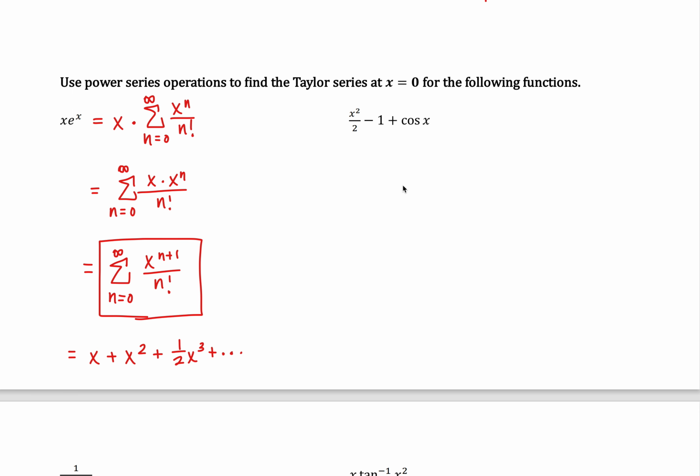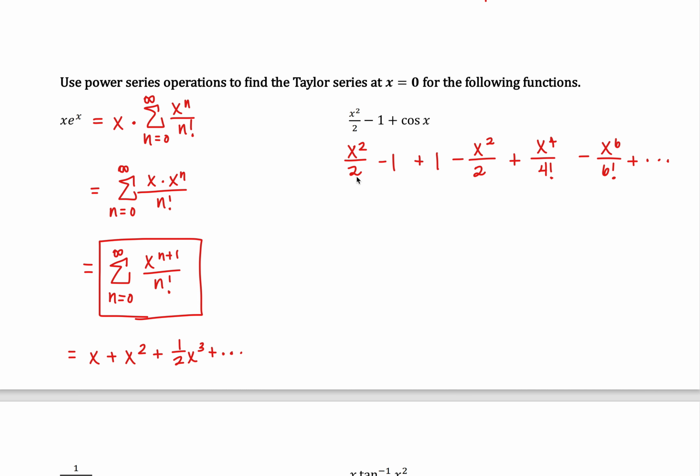The second example, we have x squared over 2 minus 1 plus cosine x. Well, cosine x, it's actually at the top of the page, that can be represented as a series, and when you write it out, you've got 1 minus x squared over 2 factorial, which is just 2, plus x to the 4th over 4 factorial, minus x to the 6th over 6 factorial, and so on.